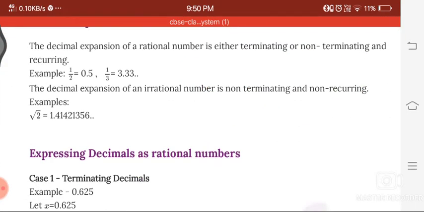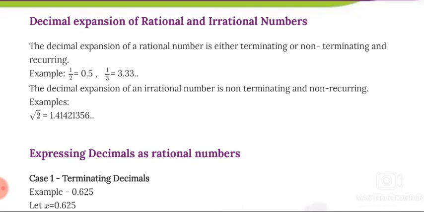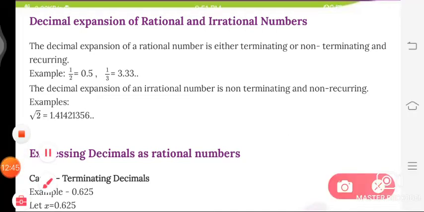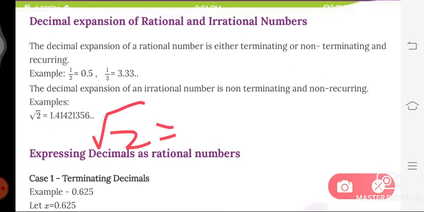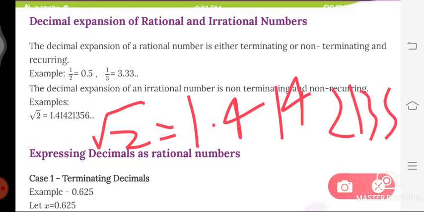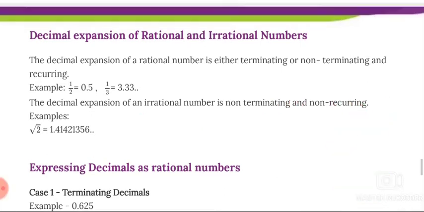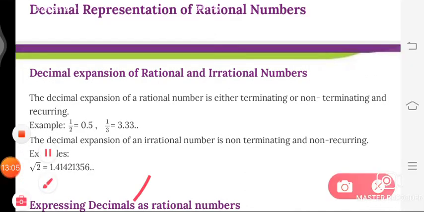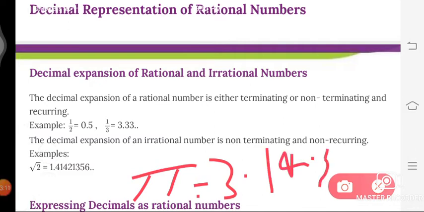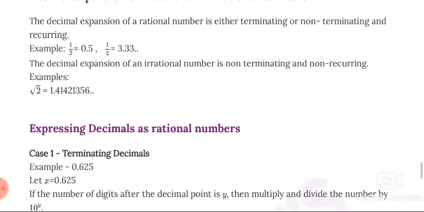And the decimal expansion of any irrational number is non-terminating and non-recurring. So the decimal expansion of an irrational number is neither terminating nor recurring, like under root 2, which is 1.41421356 and so on, like pi, 3.1458 and so on.